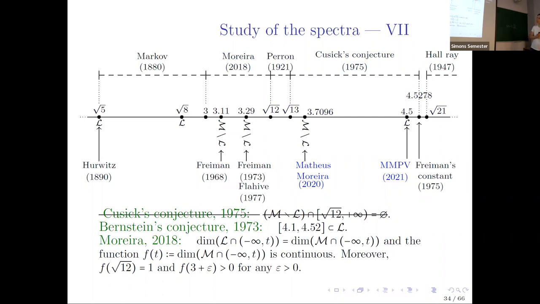And then Gugu Pereira found one number in the interval between the Markov and Lagrange spectrum, and from our work with them and Mark Pollicott, we found that 4.5 is one of the rational points in the Lagrange spectrum.